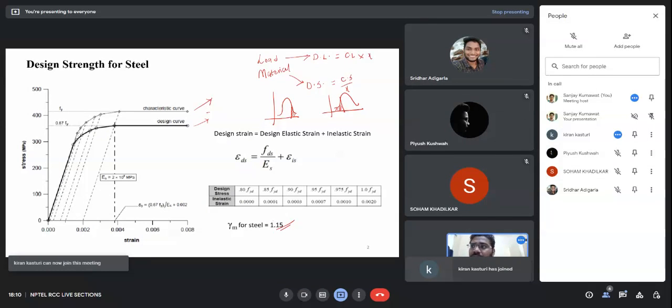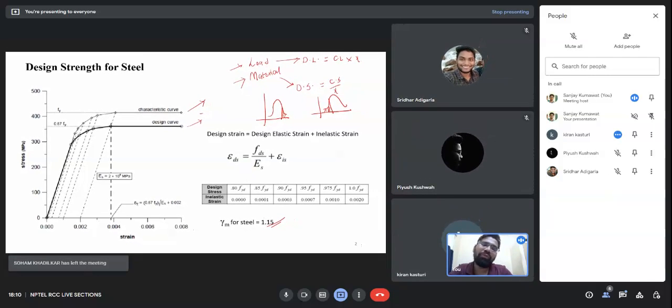So by now it should be very clear that we have two things. The first one is the load, and the other one is the material. Material, what does it do? It provides us with resistance. Load is what? Load comes from some external live load or dead load, and that load will be resisted by the material. So now let's start with the design strength of steel.